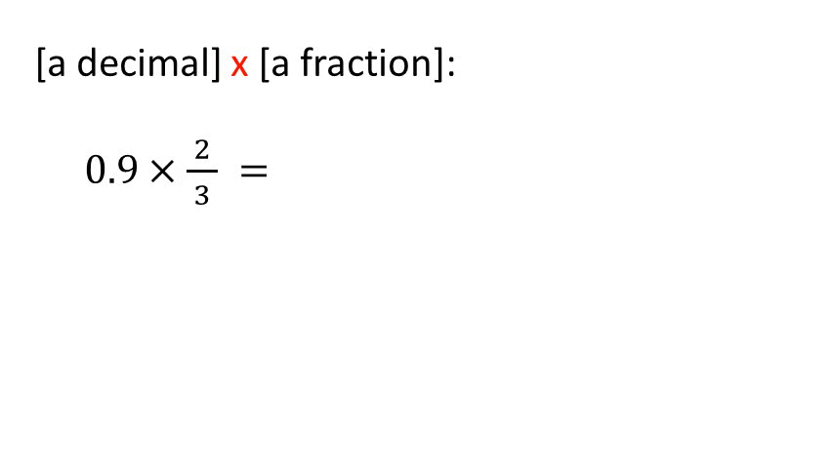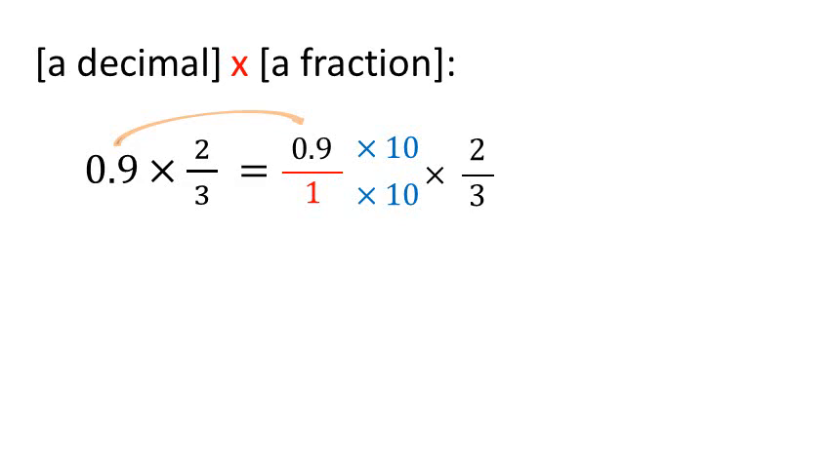Any decimal can be changed to the decimal over 1. So 0.9 will be 0.9 over 1, and 2 over 3 stays the same. We don't want to have a decimal in a fraction, so we multiply 0.9 by 10 and the denominator 1 by 10. Then we get 9 over 10 times 2 over 3.